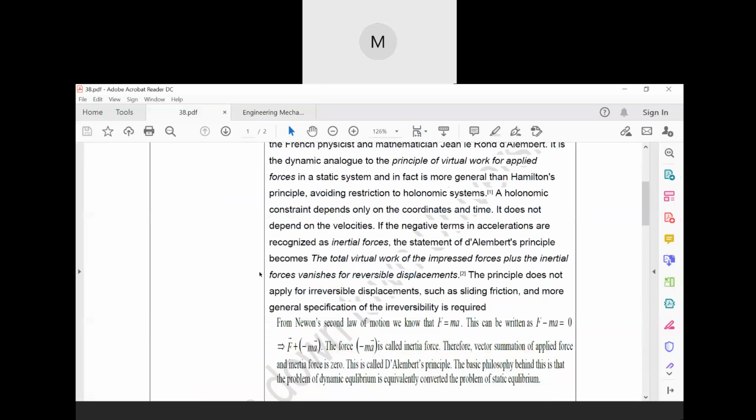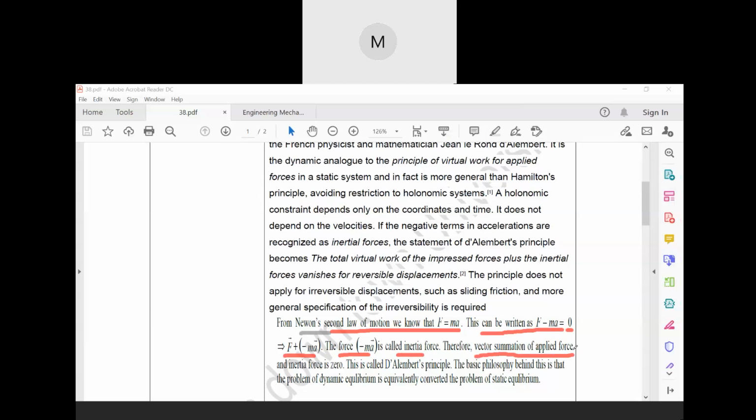So here, from Newton's second law of motion, we know that F equal to ma. Now this F equal to ma can be written as F minus ma is equal to what? 0. This minus ma means what? It can be written in this manner, F plus minus ma. So this force minus ma is called inertial force.